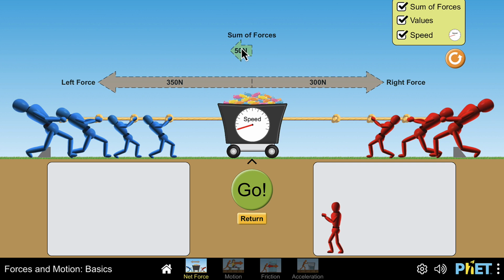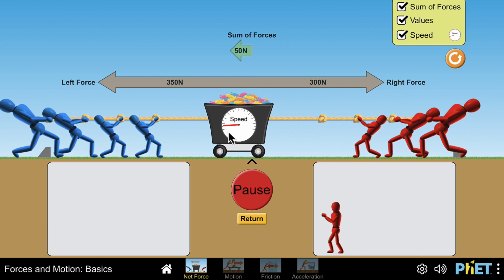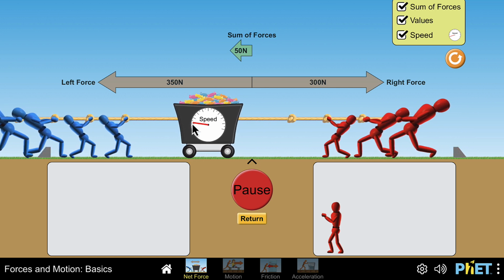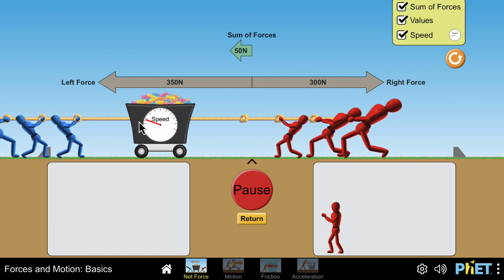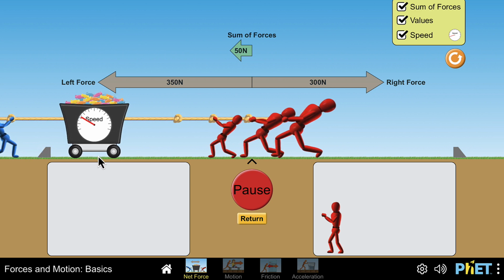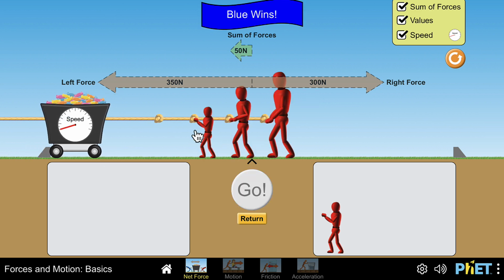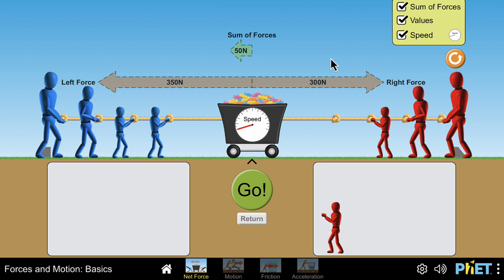Now since the net force is to the left, what would you expect? You would expect it to move to the left. Let's see. And as you can see, there is change in motion, there is speed, there's acceleration every second, and then blue team wins.